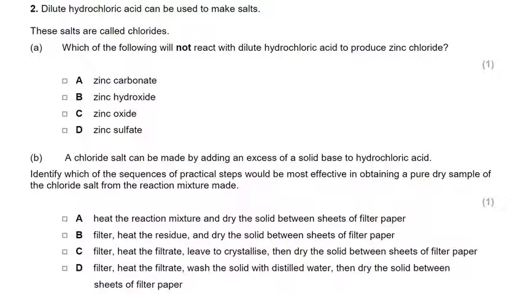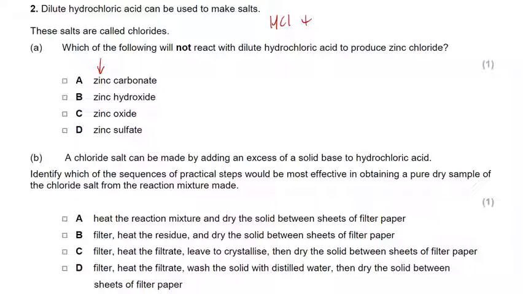Okay, question 2. Dilute hydrochloric acid can be used to make salts. These salts are called chlorides. Which of the following will not react with dilute hydrochloric acid to produce zinc chloride? So if you've got hydrochloric acid, you want to add a base. Now, if you look at all 4 of these compounds, you'll see that they all begin with zinc. So at first glance, they all look like they can react with hydrochloric acid to form zinc chloride, but we actually need a base to do this.